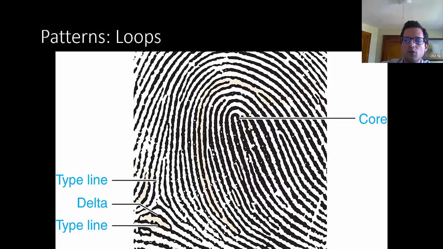Let me say that again, and really try to follow along with your eyes. These lines enter the picture at the lower right of the image, they circle this core, and then they exit at the lower right of the image.